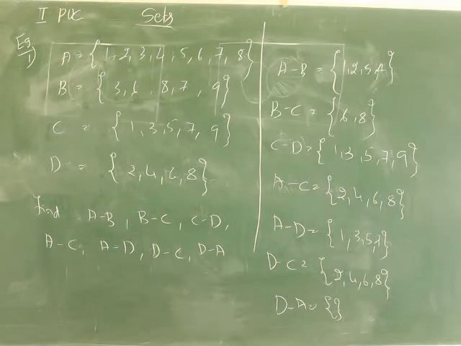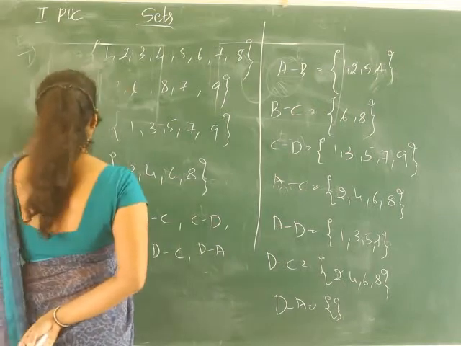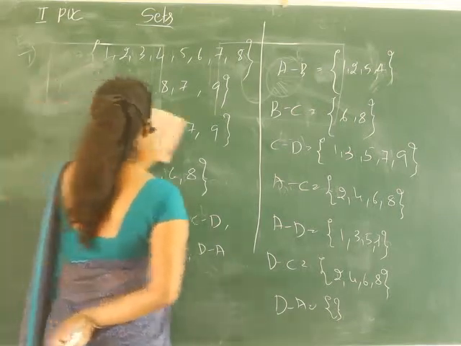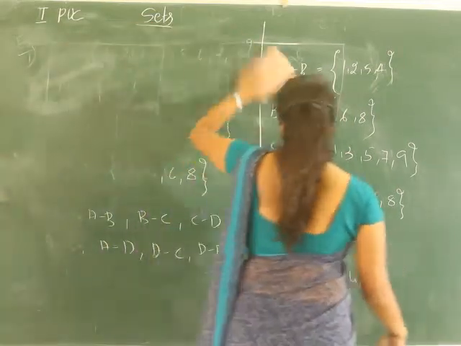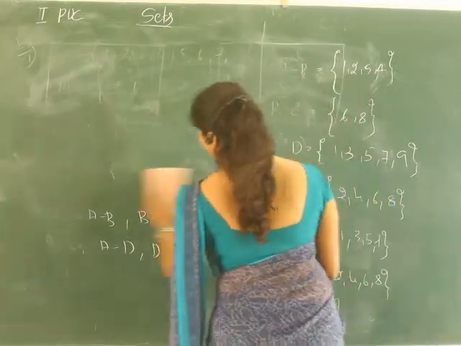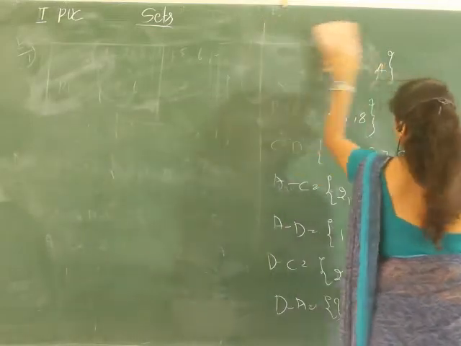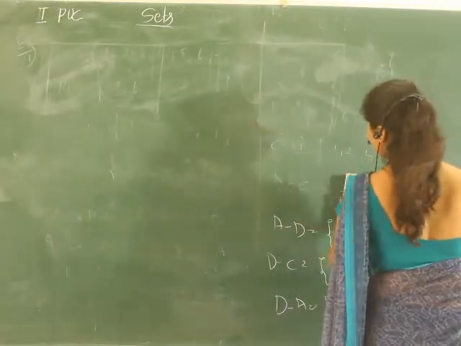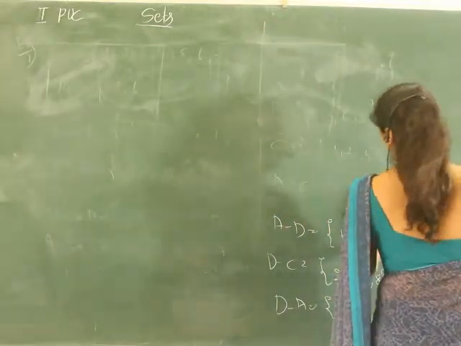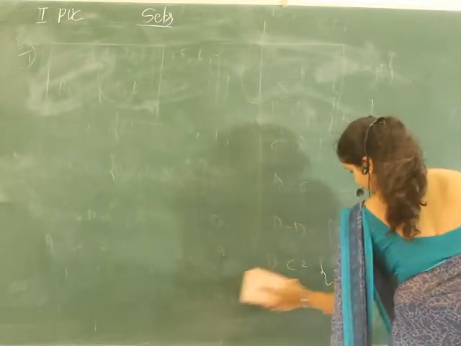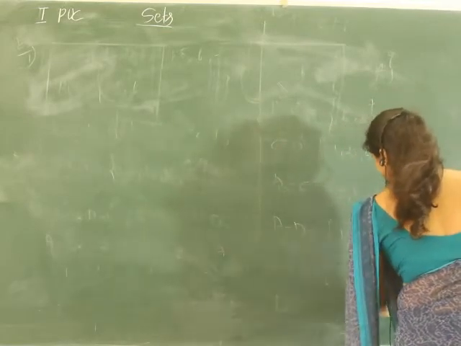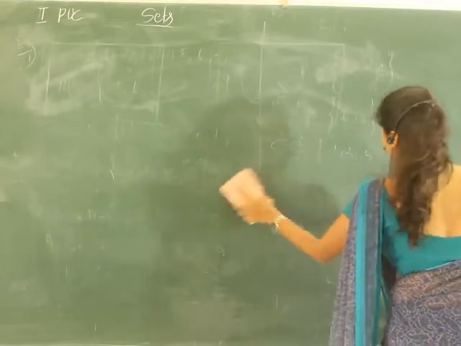You have to calculate A minus B, B minus C, and all those values. So this is one example. We already gave one example, and this is one more example, and this is about difference of sets. Next we'll go through one more type of set, that is the complement of a given set. Now we have discussed union, intersection, and difference.